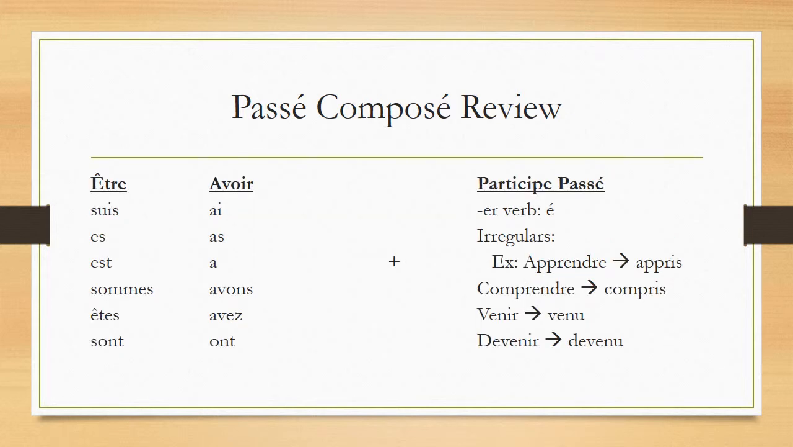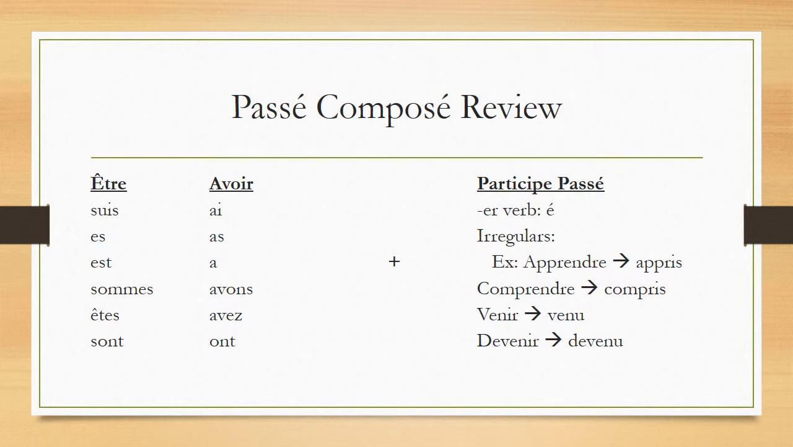So here's just a quick review of how to conjugate être and avoir, and then to create the past participle. Most verbs in French end in er. That's the most common verb, the er verb. So you would just take an e with an accent and replace the er with that e. And there are plenty of irregulars for the past participles, like these.